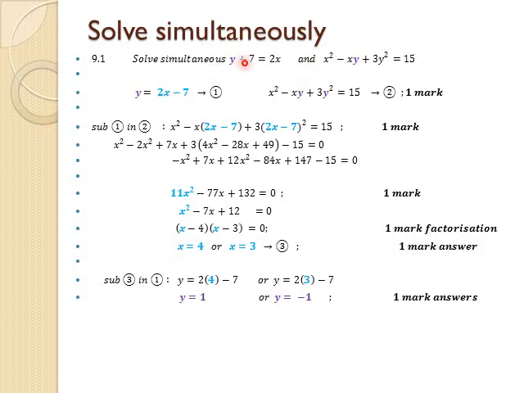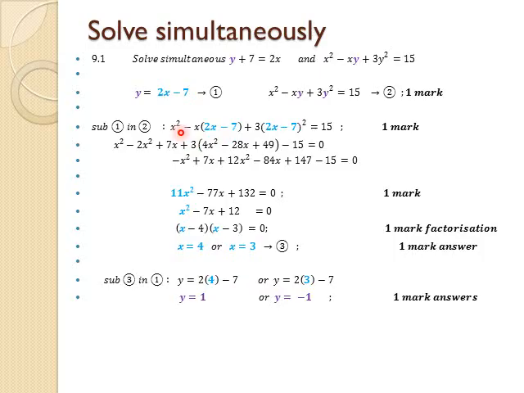So first, the linear equation, I take plus 7 over, it becomes minus 7, and I've made y the subject of the formula. So that becomes 2x minus 7, which gives me equation 1. The second one we label as equation 2. And then we're going to say sub 1 in 2. What we mean by that is, wherever I see y, there you see y in purple, I'm going to substitute 2x minus 7 in its place.